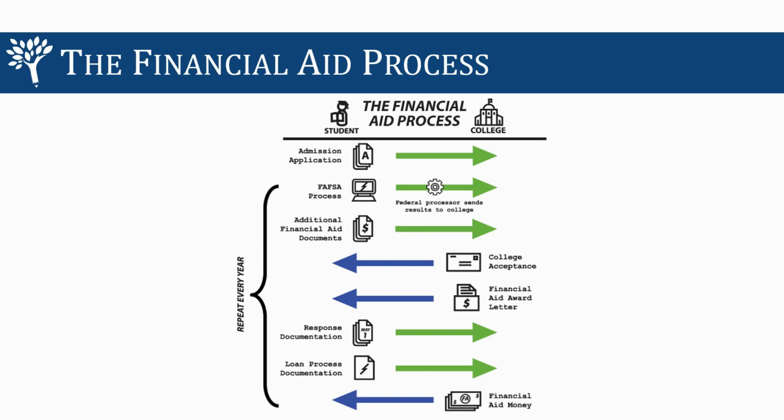After that, the colleges will inform you of college acceptance. They will also send you an award letter letting you know how much money they can offer you for school. Then you'll need to respond to those documents by the date listed on them. And if you are going through a loan process, you will start that as well. And then you will receive your financial aid money. When you are receiving your aid, there will be a date listed for disbursement. Please check with your school to see when your funds will be dispersed.